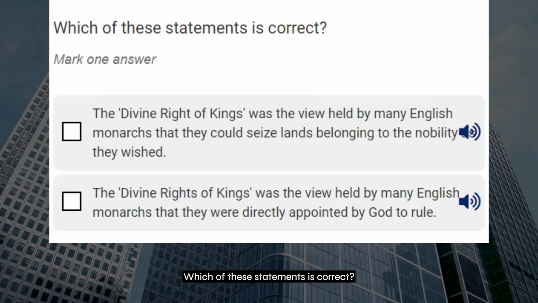Which of these statements is correct? The divine right of kings was the view held by many English monarchs that they could seize lands belonging to the nobility as they wished. The divine right of kings was the view held by many English monarchs that they were directly appointed by God to rule. Correct answer, the divine right of kings was the view held by many English monarchs that they were directly appointed by God to rule.